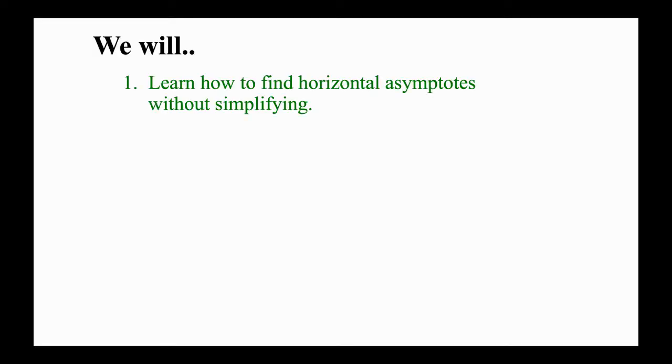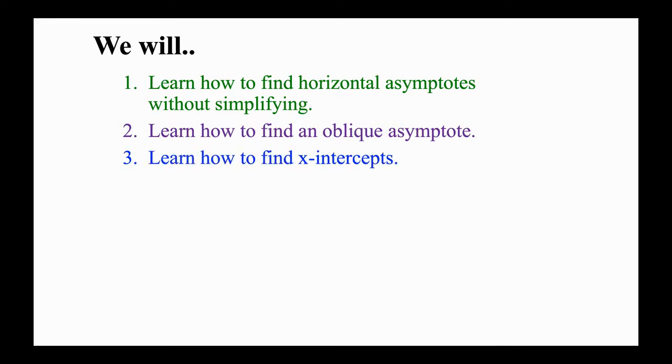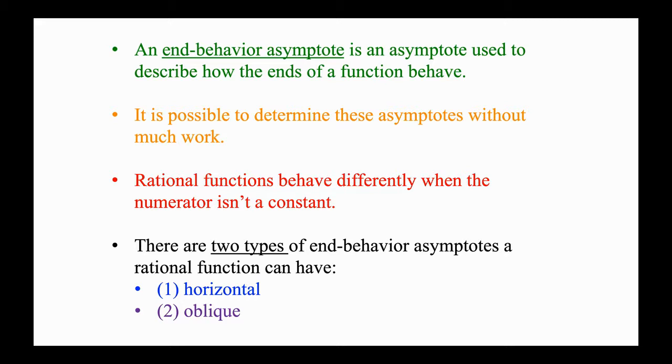So what I'm going to show you is how you can find horizontal asymptotes with minimal work. I'm going to show you how you find, or at least tell you how you find, oblique asymptotes, what they are, and I'm going to tell you how you can find x-intercepts. Lastly, we're going to use all of our knowledge to actually come up with sketches. I'm going to go over the procedures, and then hopefully I'll have enough time to show you at least one example. So here's what we need to know.